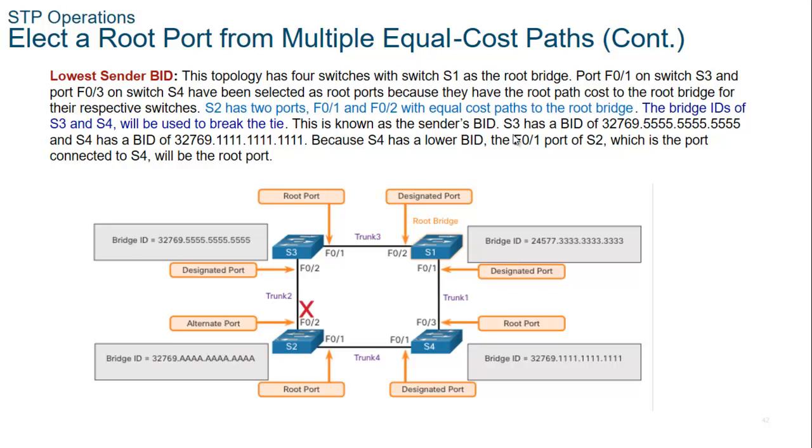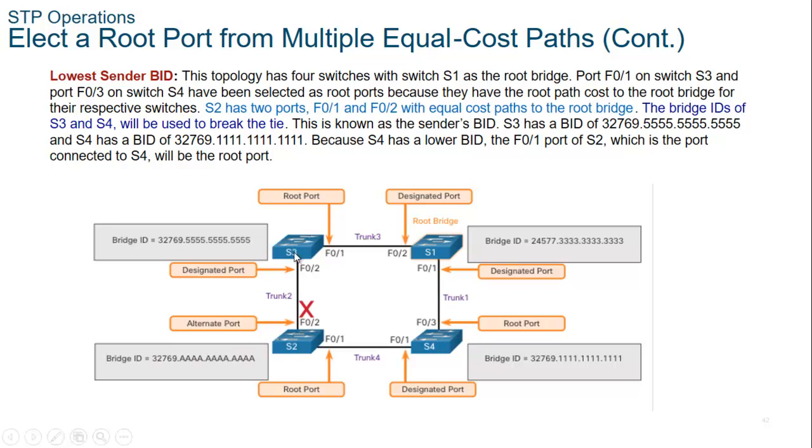This is an example of the lowest sender BID. This topology has 4 switches with switch 1 as the root bridge. For S3 and S4, these ports have been elected as a root port because of the cost path towards the root bridge. S2, unfortunately, is having a dilemma. Which way do I take? Because this path is the same as this path. So which path will be elected as the root port?